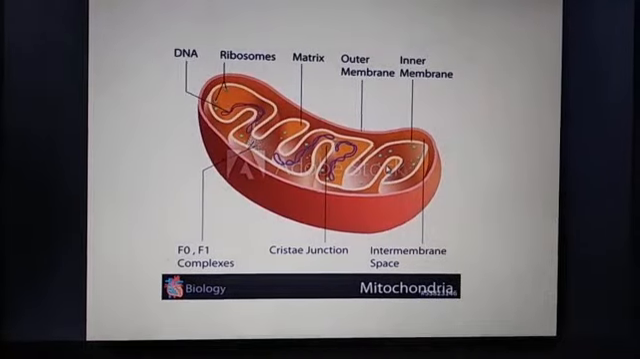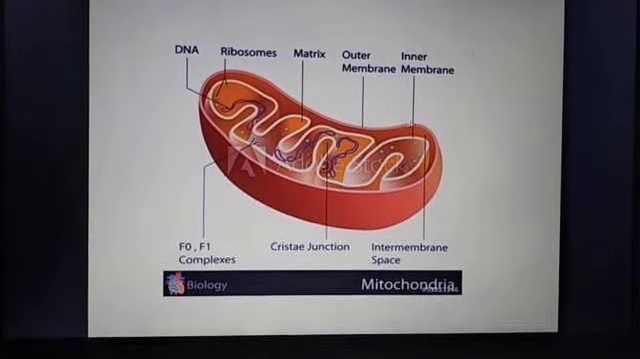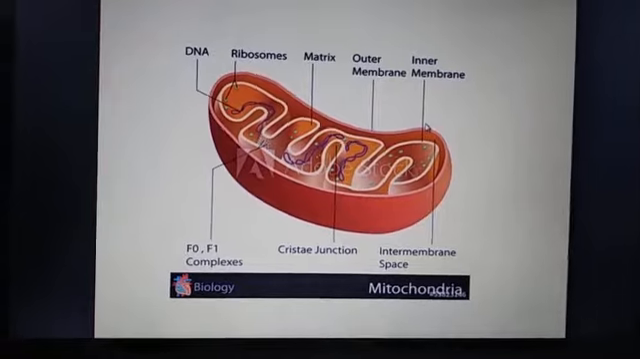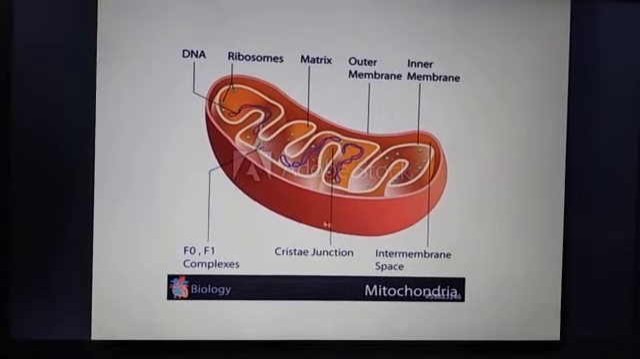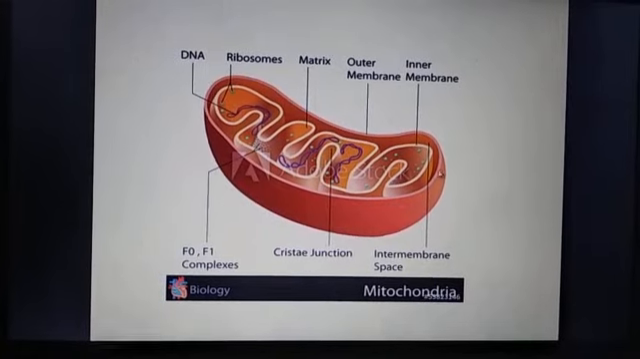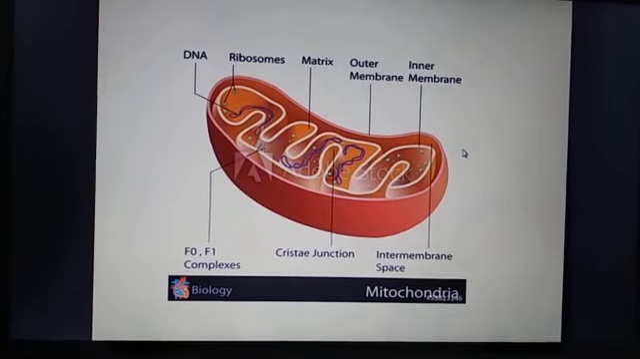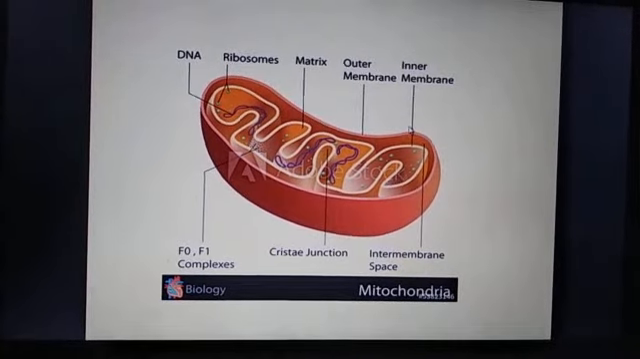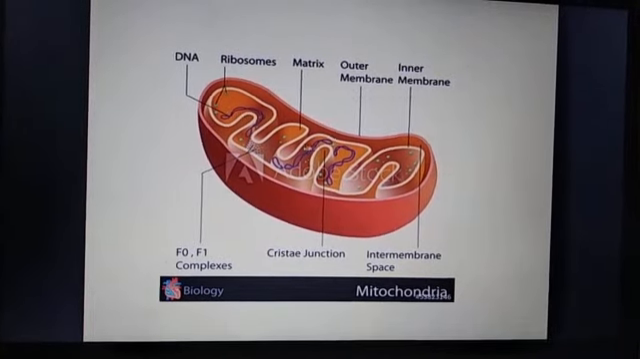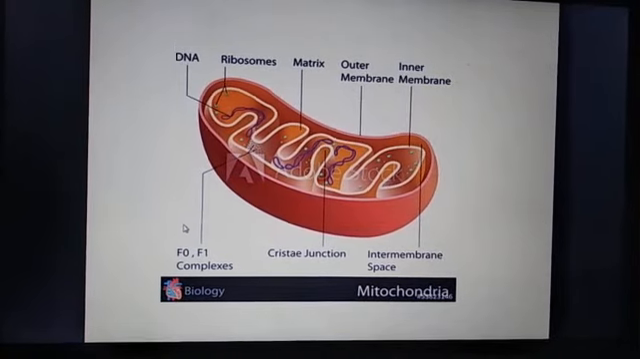The next organelle is mitochondria. They are rod-shaped or spherical. They are present in large number in a cell and are responsible for cellular respiration. And they generate energy also for the cell to perform different activities of life.